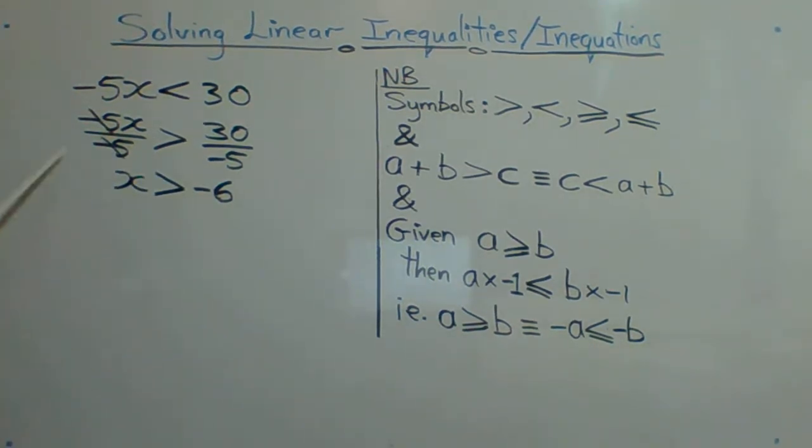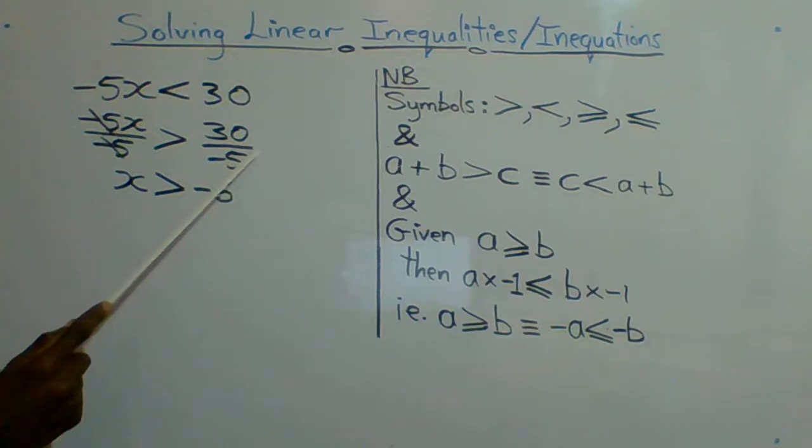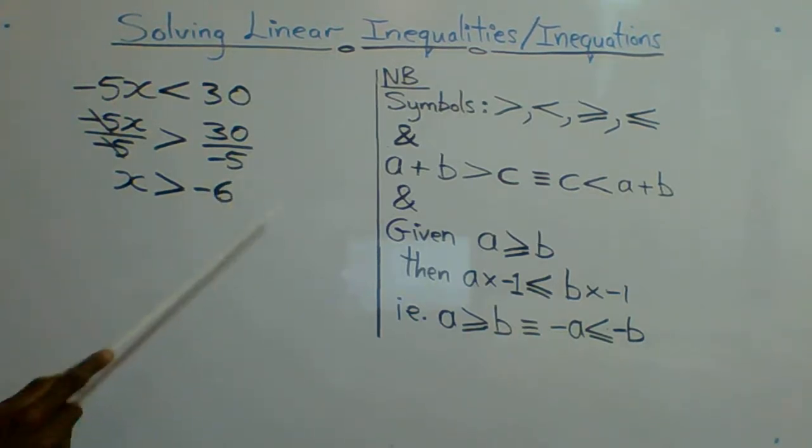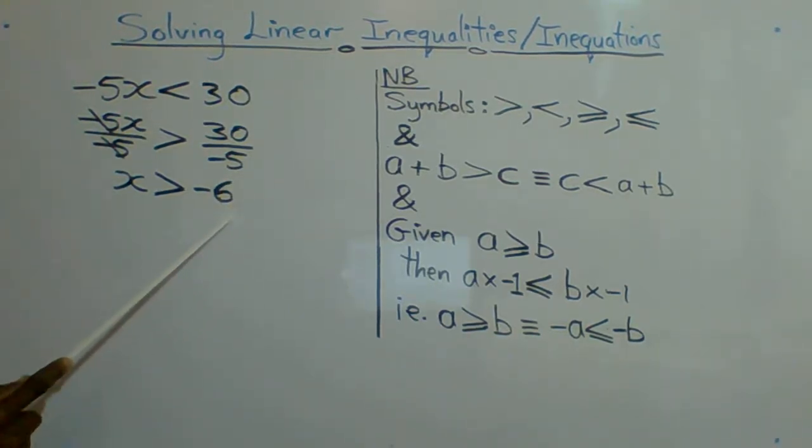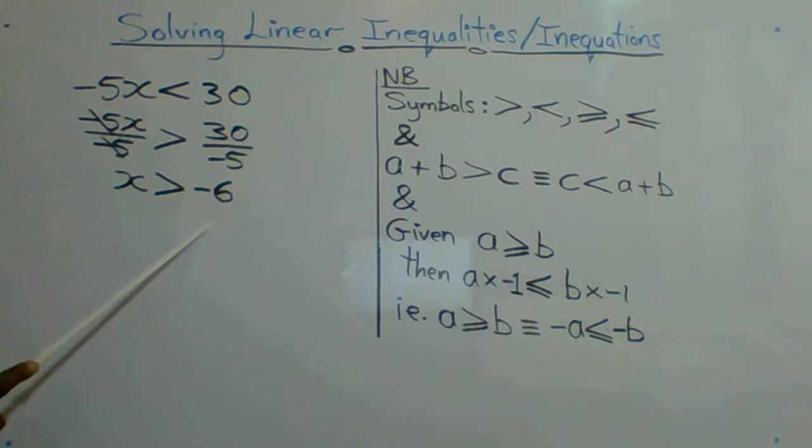So on the left-hand side, we have negative 5x divided by negative 5 gives us x. And on the right-hand side, we have 30 divided by negative 5 gives us negative 6. So our solution is x is greater than negative 6. And we will also represent this on a number line.